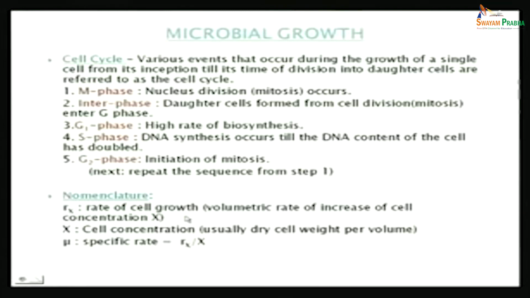Rx is the rate of cell growth, volumetric. X is the cell concentration, dry cell weight per unit volume, and mu is the specific cell rate of growth, that is Rx per unit concentration.